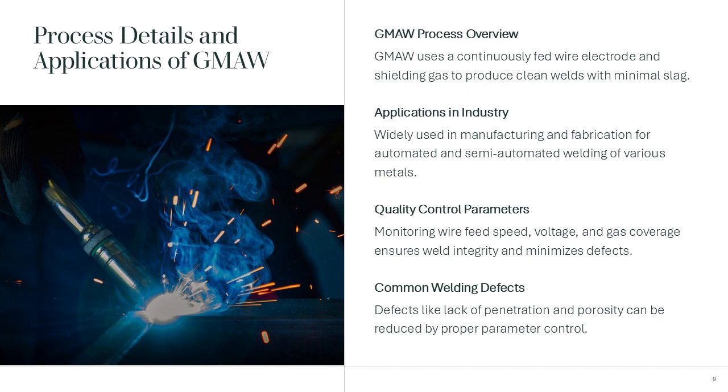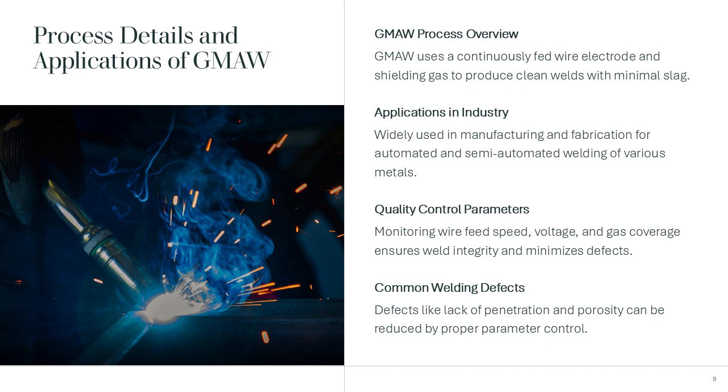GMAW, also known as MIG welding, uses a continuously fed consumable wire electrode and shielding gas to create the weld. It offers high deposition rates and is suitable for automated and semi-automated welding in manufacturing and fabrication industries. GMAW provides clean welds with minimal slag, reducing post-weld cleaning. It is effective for thin to medium thickness materials and can weld ferrous and non-ferrous metals.